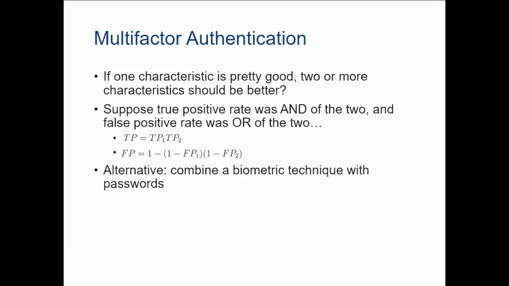But at the same time, we also reduce the true positive rate, because this is between 0 and 1. This is between 0 and 1. If we multiply them together, we get a quantity that is smaller than either of them. So it also means that we make the system less usable, because it is more likely that a legitimate user will be denied access.